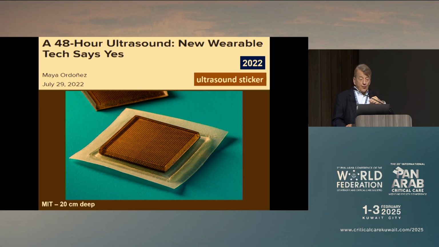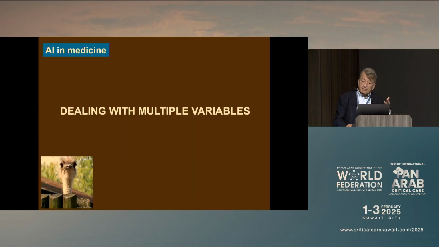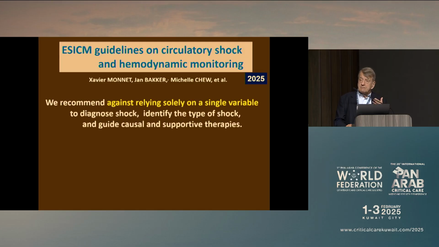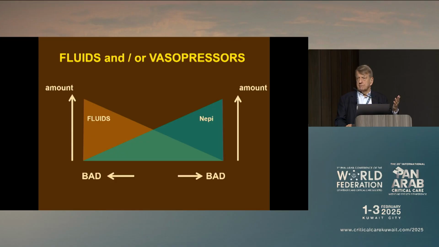In the future, we will have a very simple 5 minutes system to put on the skin to have some assessment of flow. So dealing with multiple variables is indeed obtainable by AI system. And so we recommend against relying solely on a single variable, not just blood pressure for sure. We need to have serial assessment of tissue perfusion.